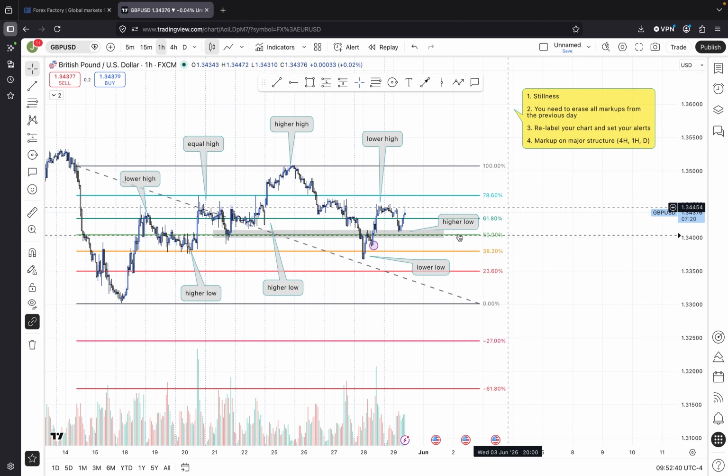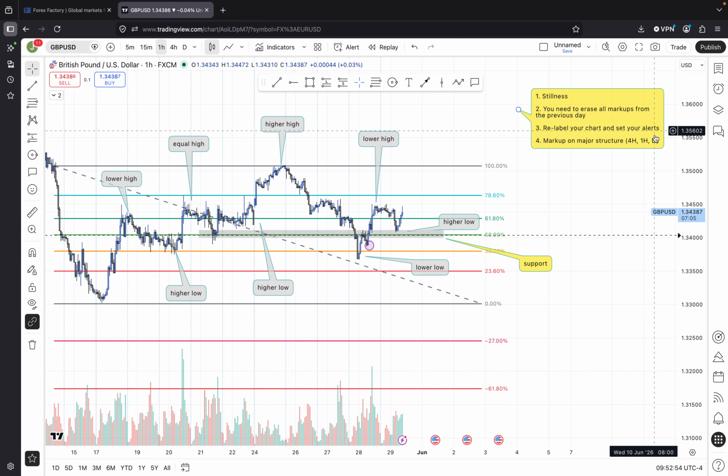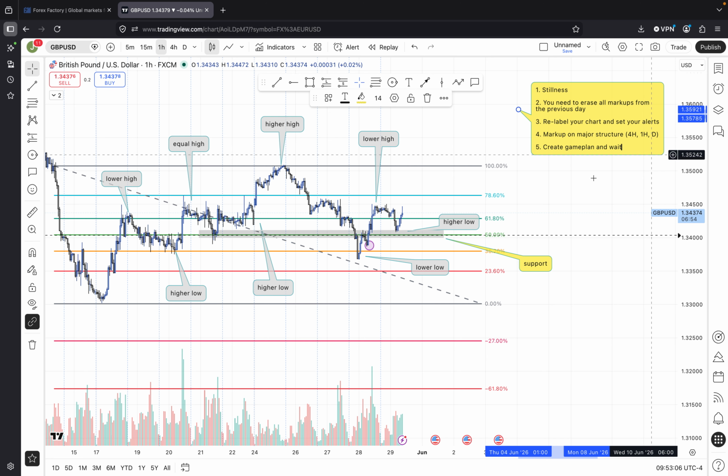Now, at that point, you're basically just being patient and you're waiting on a game plan to be executed. I have this support right here. So let me add that real quick. Create game plan and wait. So this is step 5.